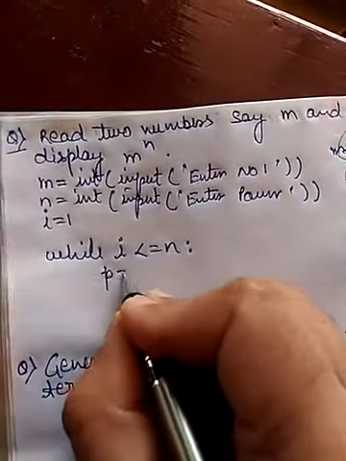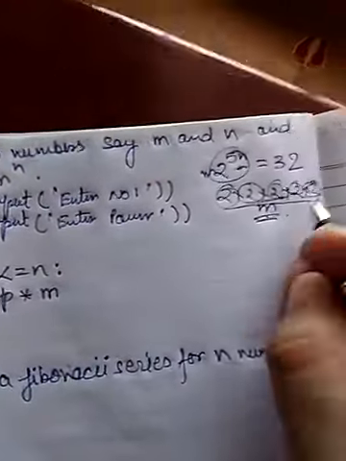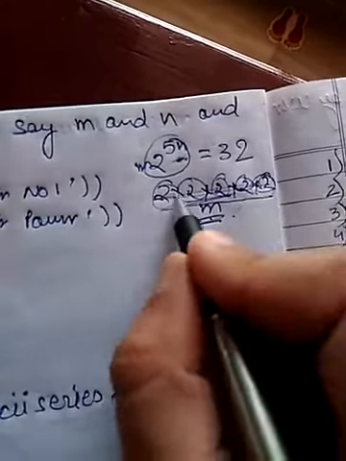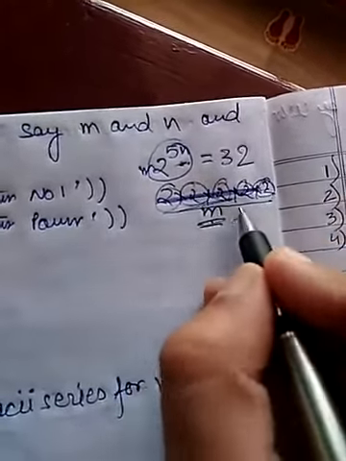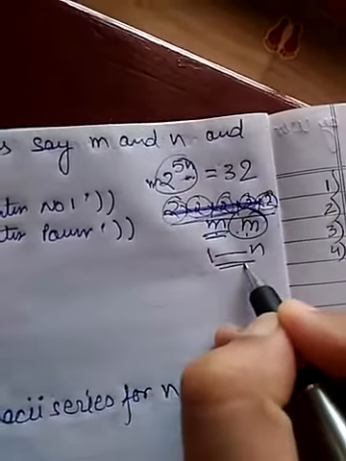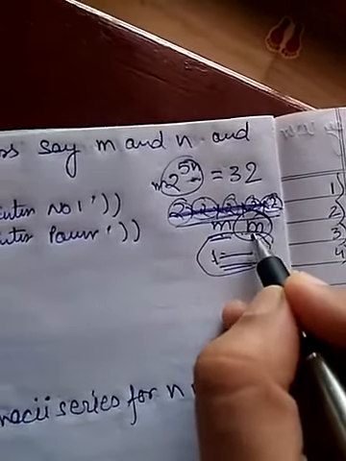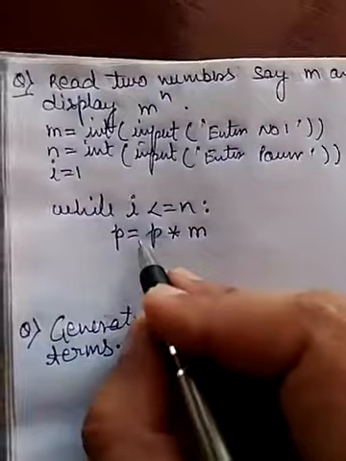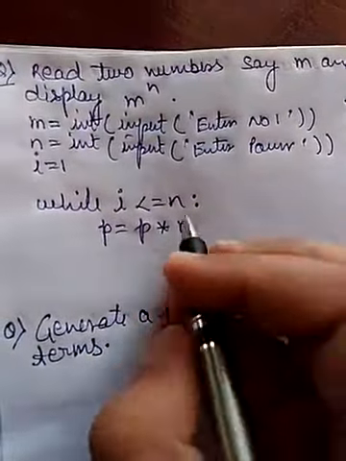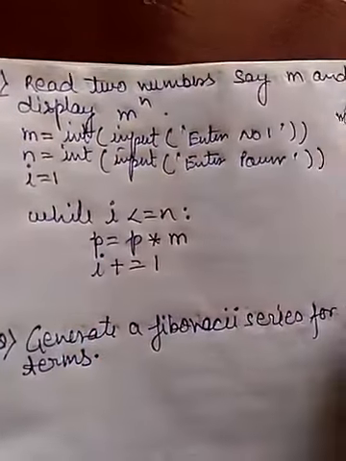Now product equals product into m, because here you see 2, 2, 2, 2. What is this? These are the values of m. So m gets multiplied from 1 to n times. We have written the loop for 1 to n times, and within the loop we are multiplying m. And the update part of the loop is plus 1.